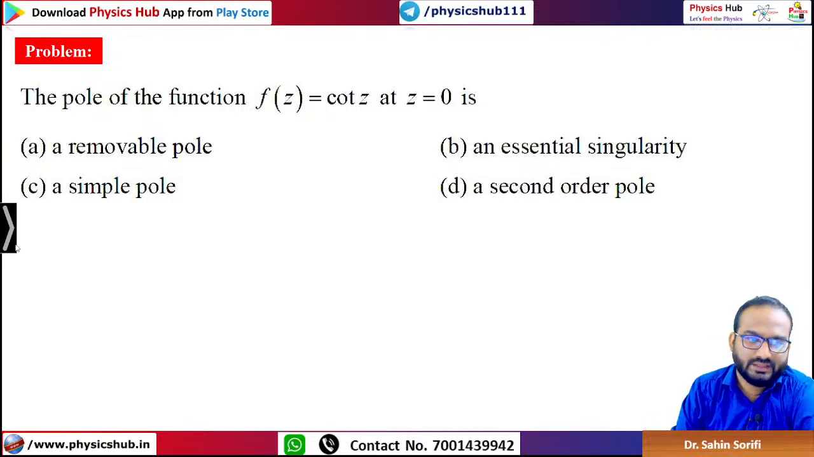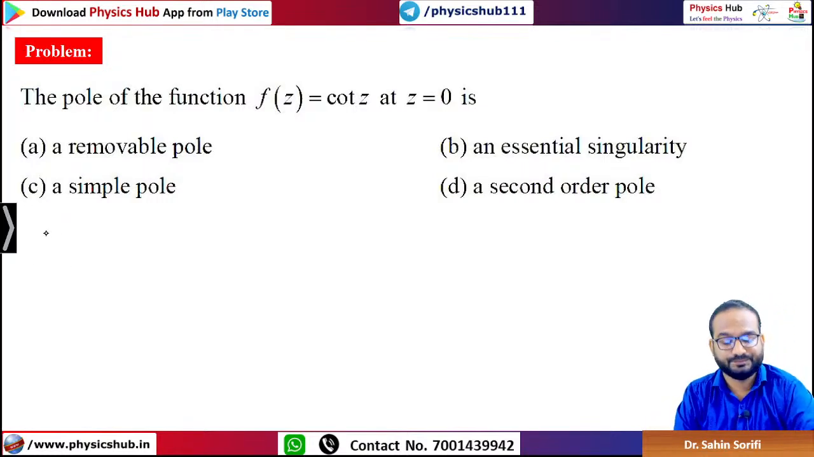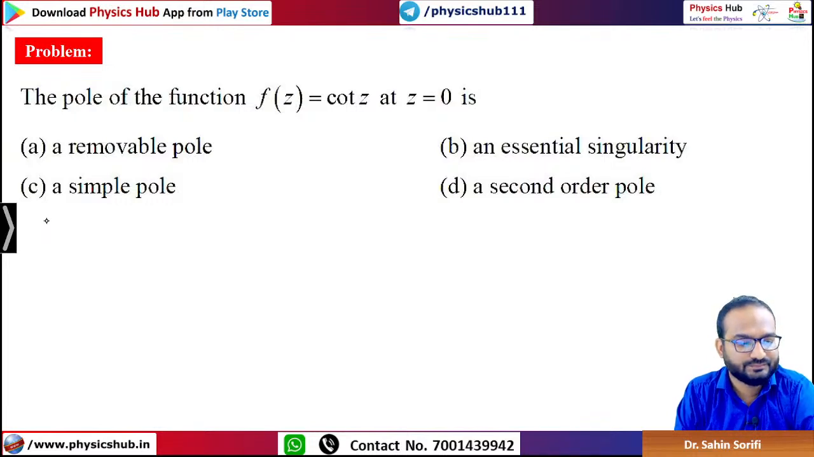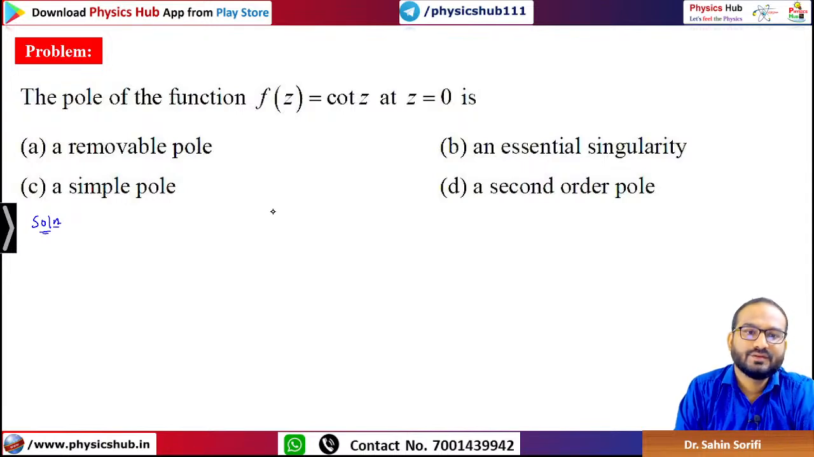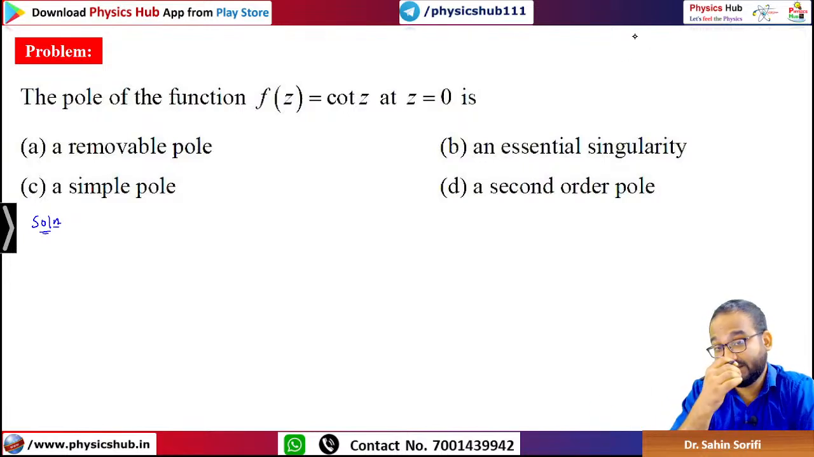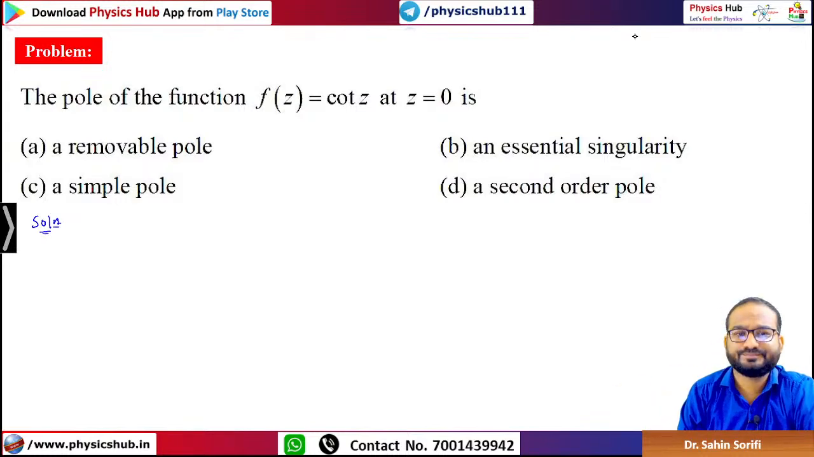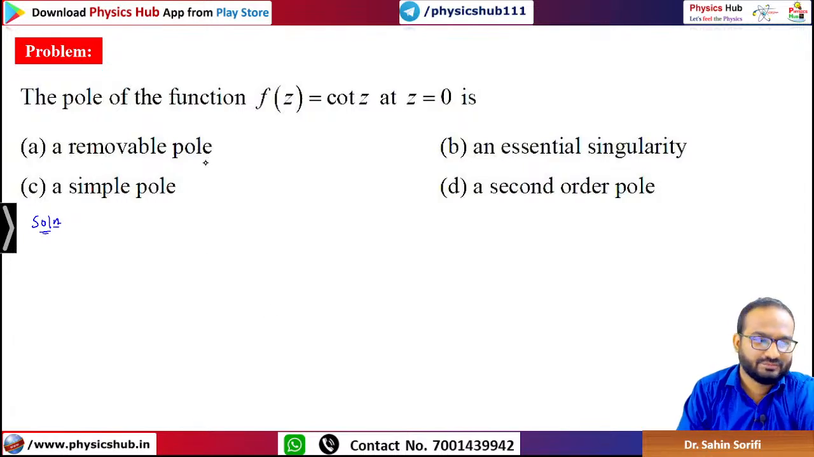Look at this problem. What did I tell you? We have to set the denominator equals to 0. A, removable pole. Removable or simple? Removable singularity comes when we have up to n. Once we start getting Bn, that becomes a non-essential singularity or pole. So there is nothing like removable pole.